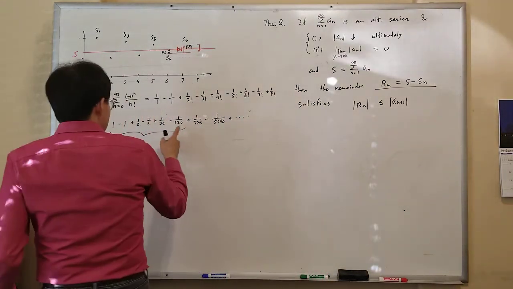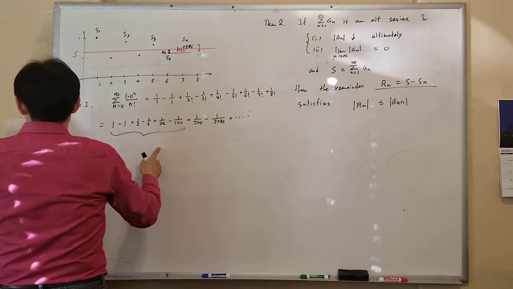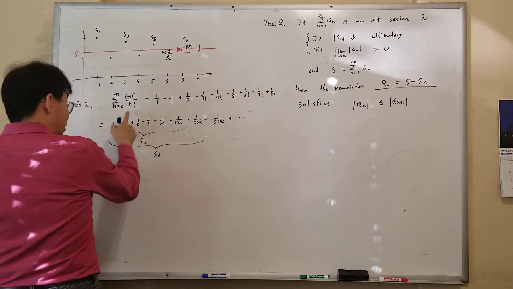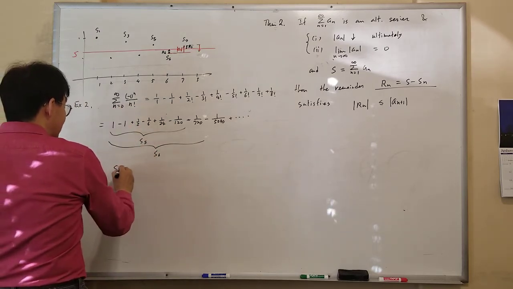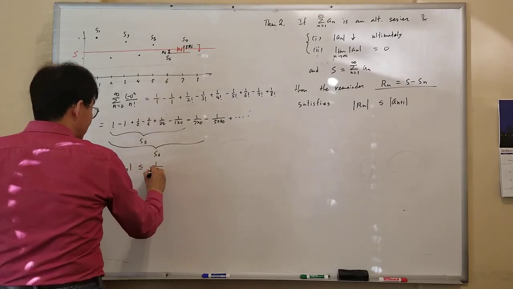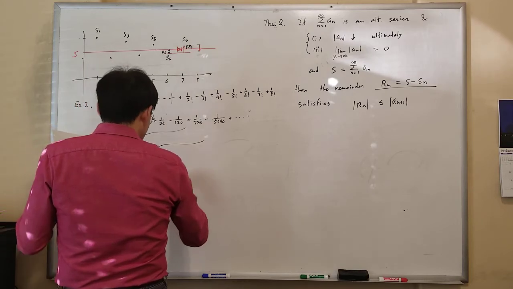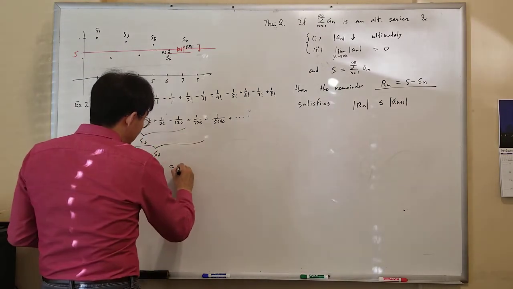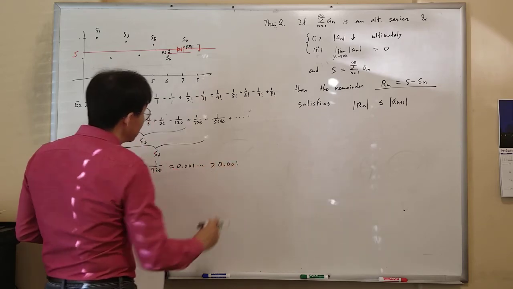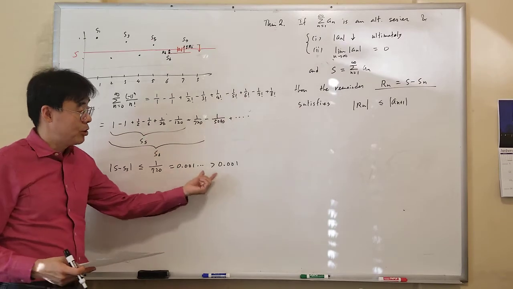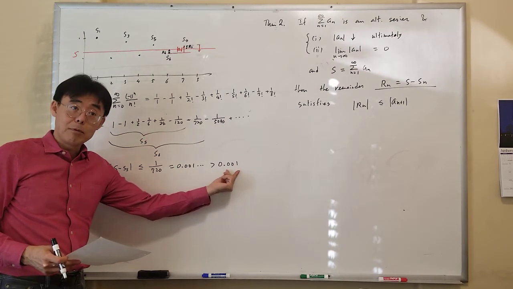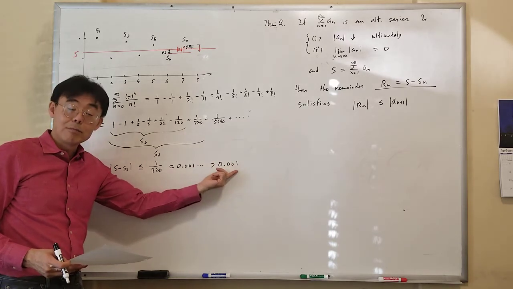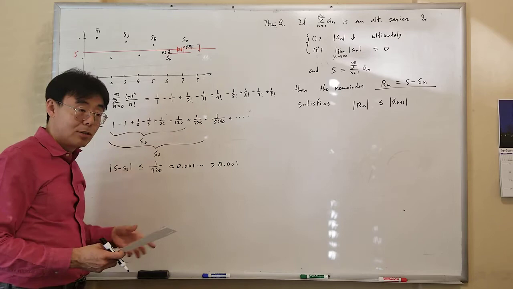So I just wrote this one as 1, 2, 3, 4, 5, 6. This is S5. And this is S6. Starting from 0, right? Now S minus S5 is less than or equal to 1 over 720, which is, anyway, the maximum possible error, 0.001 something. It's greater than 0.001, right? But we want an approximate value which is correct up to the third digit. But when your error is larger than 0.001, we have no guarantee that our last digit, the third digit, of the approximate value is correct, right? So this is not good enough.